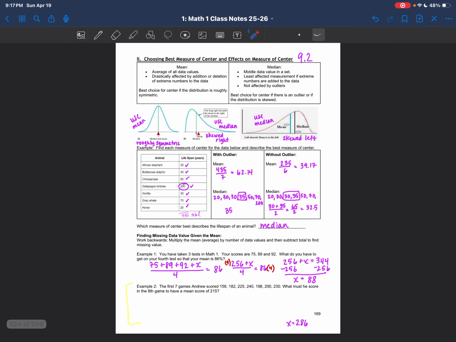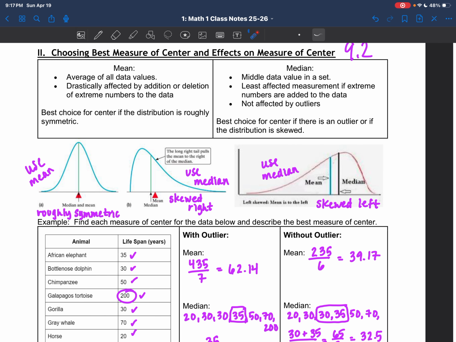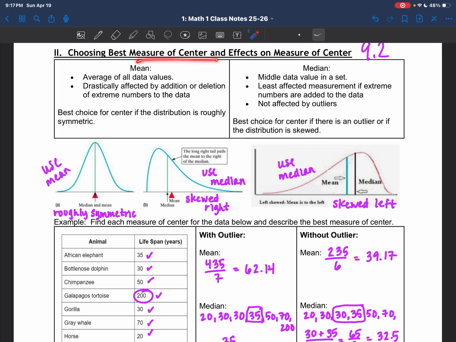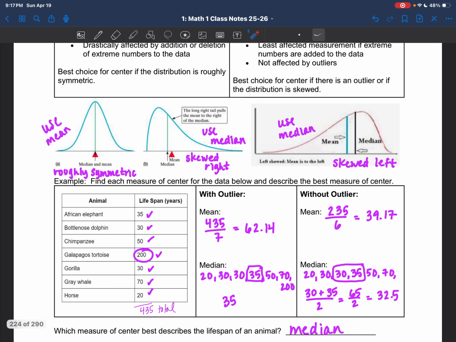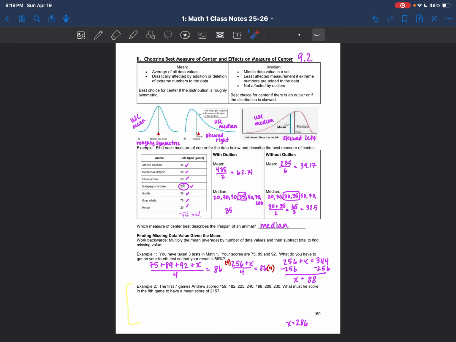All right, so just remember to choose the best measure of center, look at the mean and the median, and whichever one is not affected by the outlier is usually going to be the best choice. Typically mean if it's symmetric, and otherwise it would be median if it's skewed. And that is choosing the best measure of center.